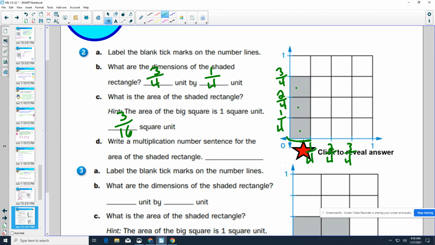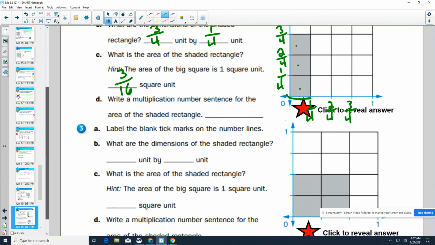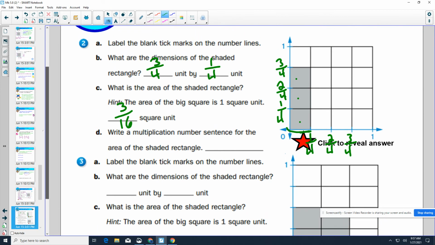So now I want you to take a minute, pause the video, and go through the rest of this. You're going to write your multiplication number sentence, and then you're going to label the tick marks for the next one, and then we'll come back and look at the answer. So again, pause and take time to work on this now.